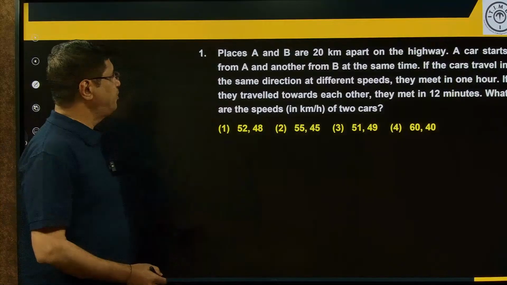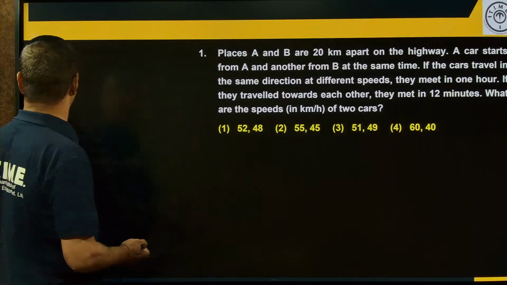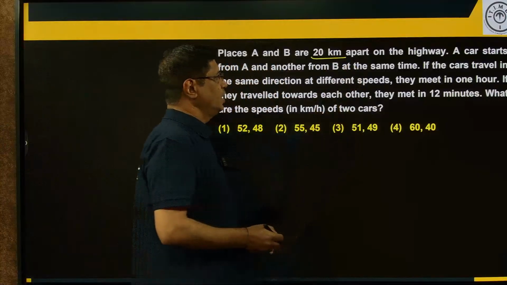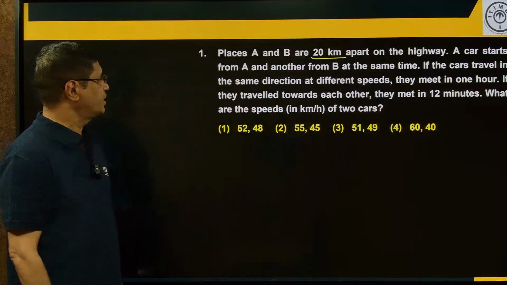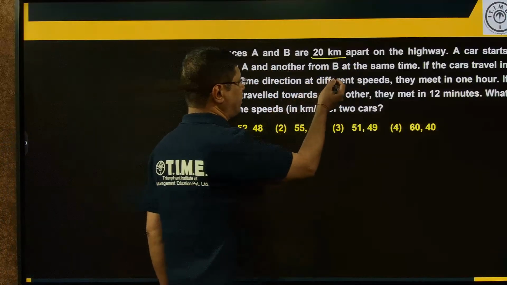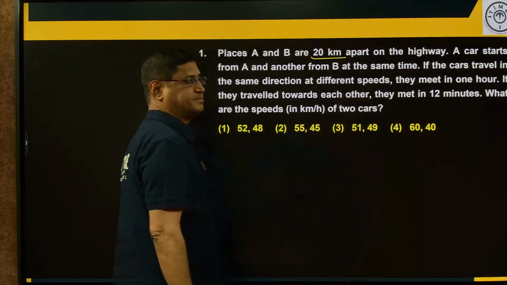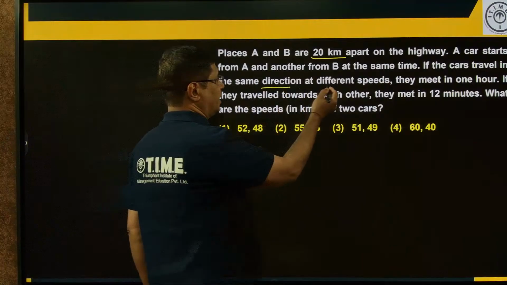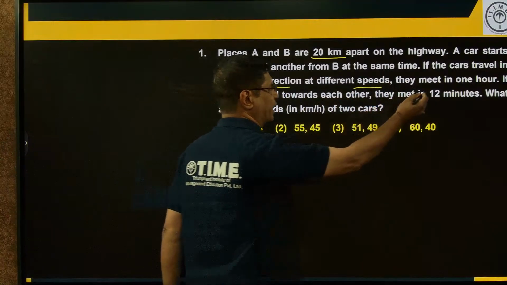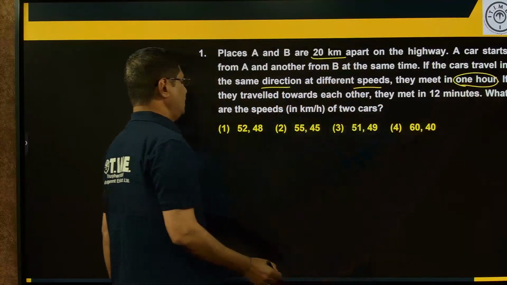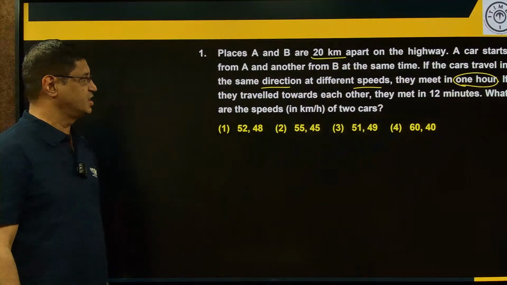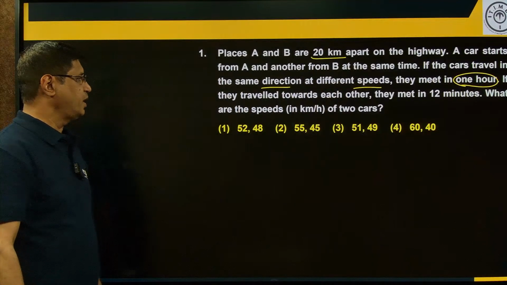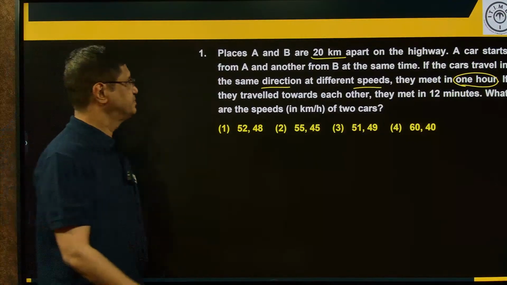Places A and B are 20 kilometers apart on the highway. A car starts from A and another car starts from B at the same time. If the cars travel in the same direction at different speeds, they meet in 1 hour. If they travel towards each other, they meet in 12 minutes. What are the speeds of the two cars?